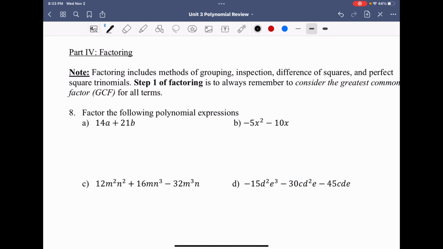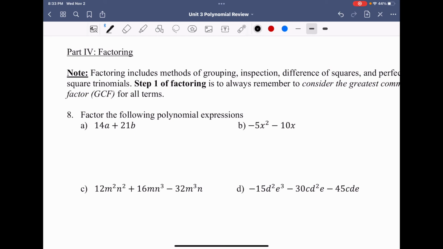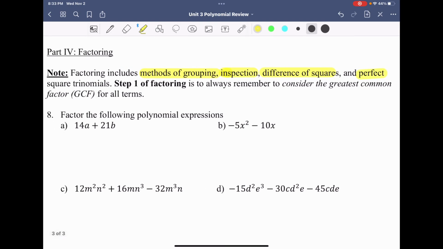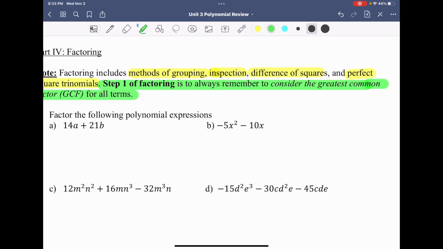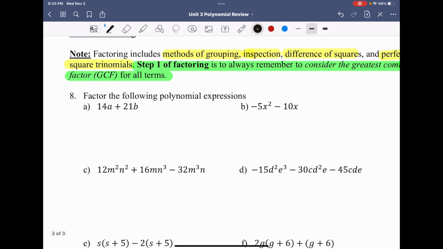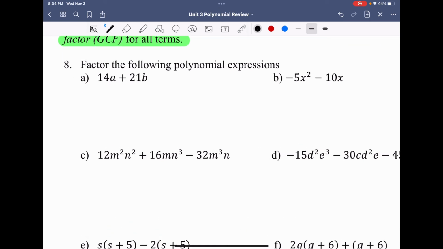All right, last piece, part 4 is to factor. Factoring includes multiple things. We can go by grouping, inspection, difference of squares, or the perfect square trinomial. Step 1 of factoring always is to remember to take out the GCF or the common factor. It always is the case. Please, every single problem you do, make sure to pull out the greatest common factor.